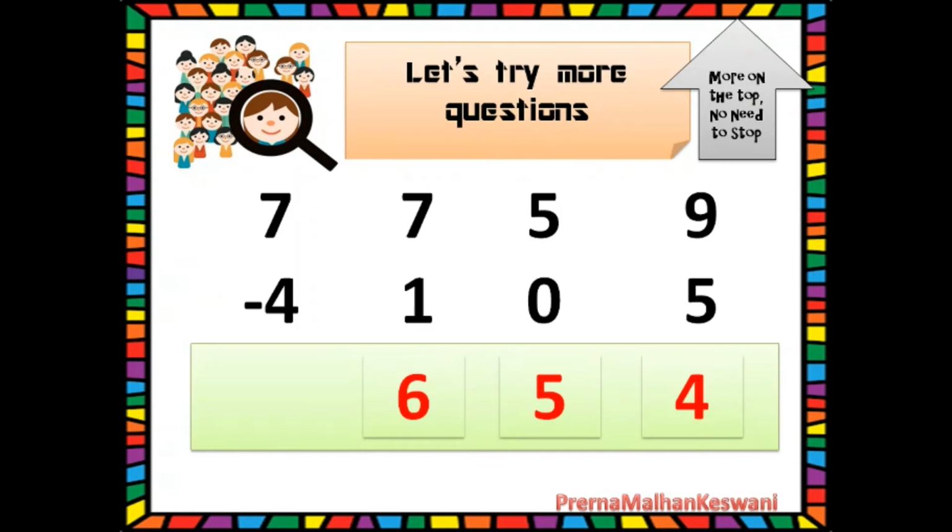7 minus 4. Again, children, more on the top, so no need to stop. Start counting after 4 till 7. 5, 6, 7. The answer is 3. So the difference between the given two numbers is 3654.